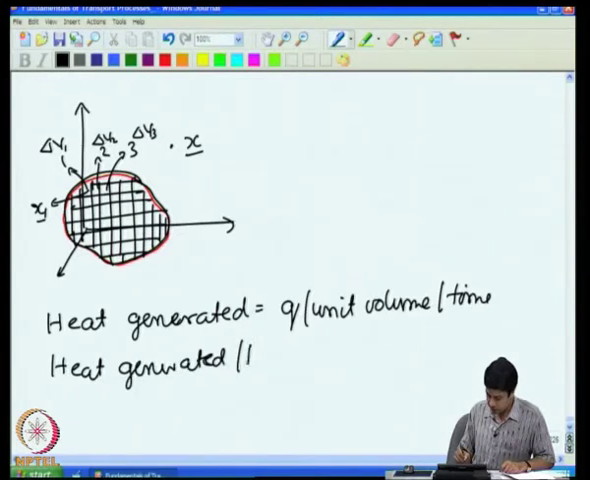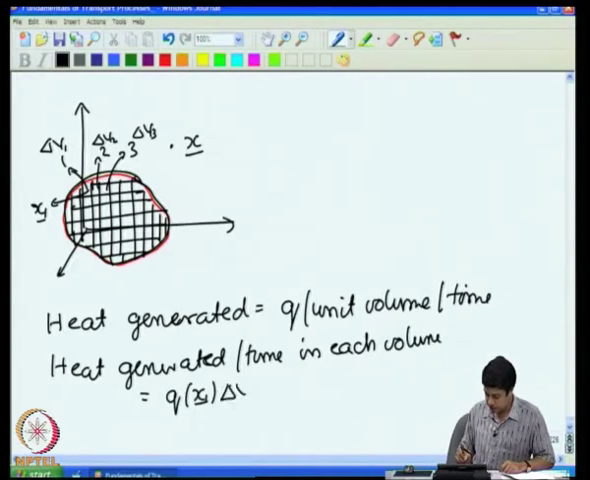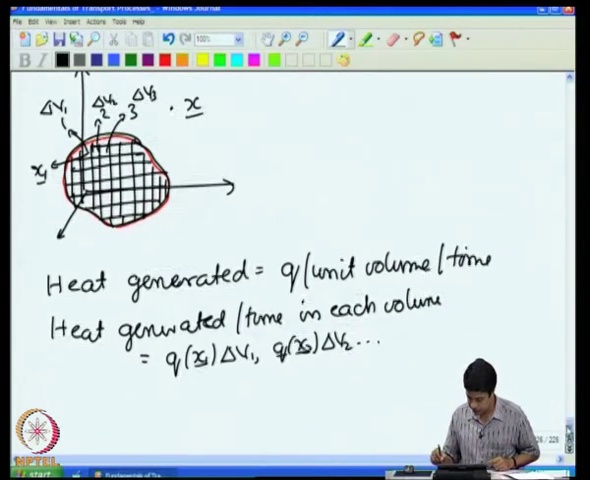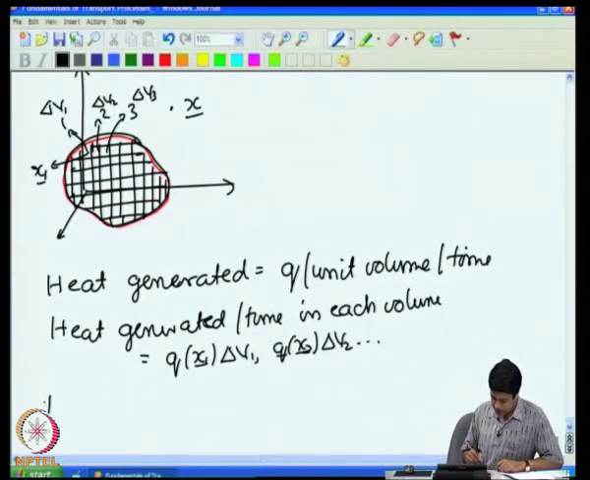And I can consider within each of these differential volumes the source. The heat generated per time in each volume is equal to Q at the location x 1 times delta V 1, Q at the location x 2 times delta V 2, etc. The heat generated at that particular location times the respective local volume that I have divided into.